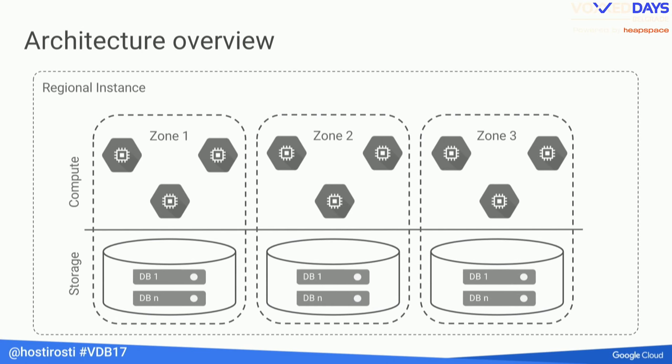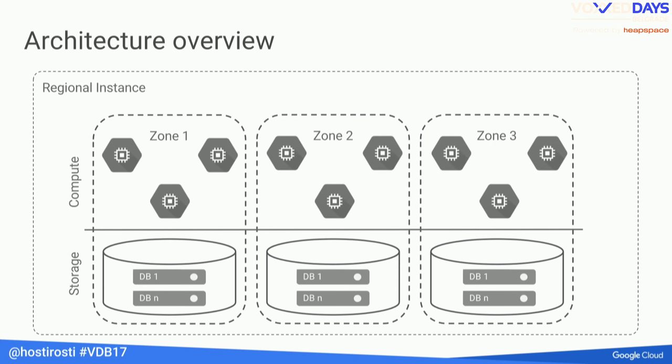Now, how do we do this? We do this in a way that we separate compute from storage in Cloud Spanner, and we distribute this database. So if you get a regional instance from us, for one node that you buy from us, you get three nodes in three zones. So one Spanner node is actually three compute nodes for a regional instance. And they also have their dedicated storage in these zones.